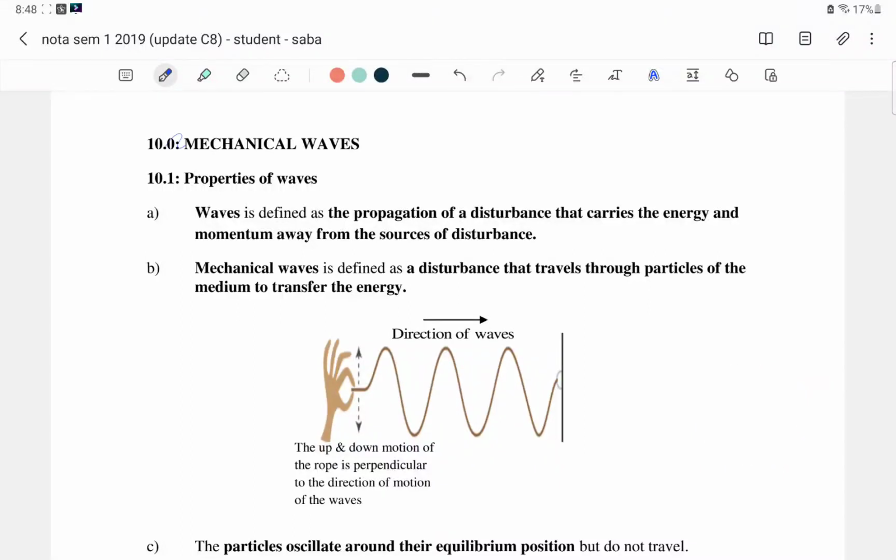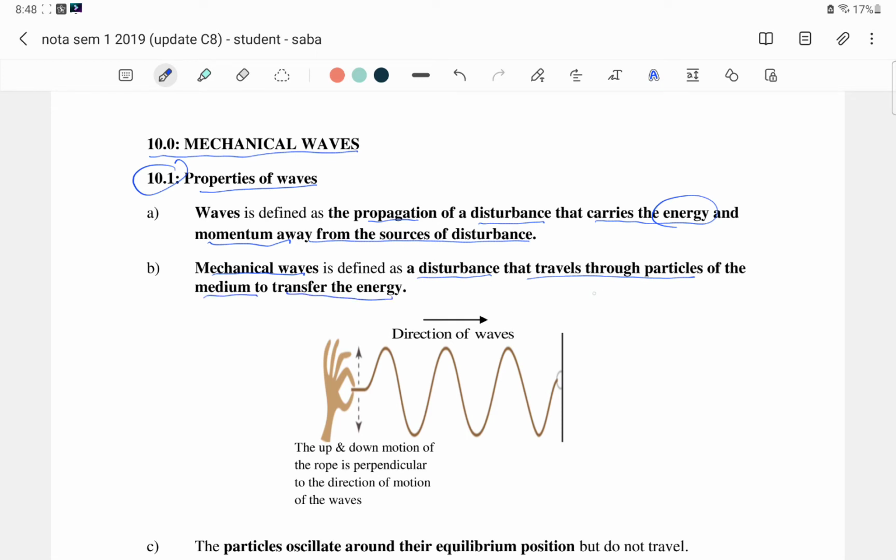So today we look at chapter 10.0, mechanical wave. For 10.1 we have properties of wave. So let's look at what is wave. Wave is defined as the propagation of the disturbance that carries the energy and momentum away from the source of this disturbance. And mechanical wave is defined as the disturbance that travels through particles of the medium to transfer energy.